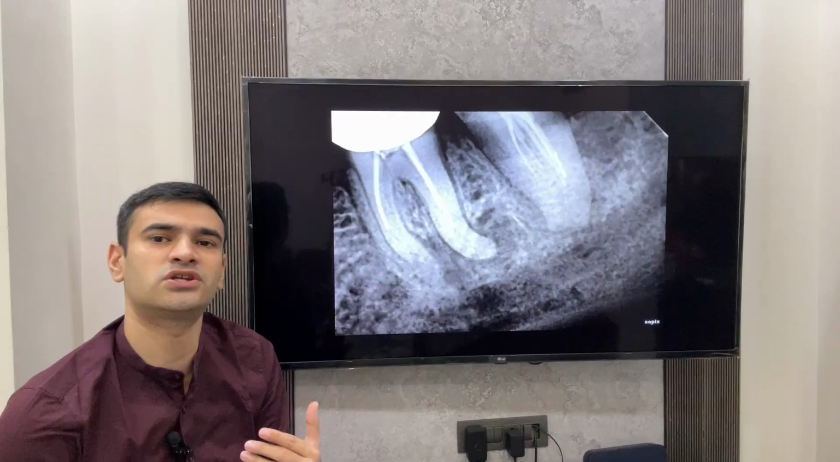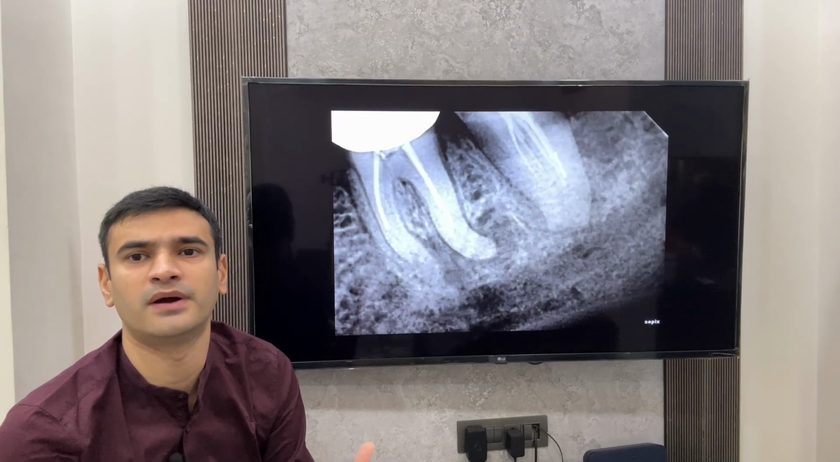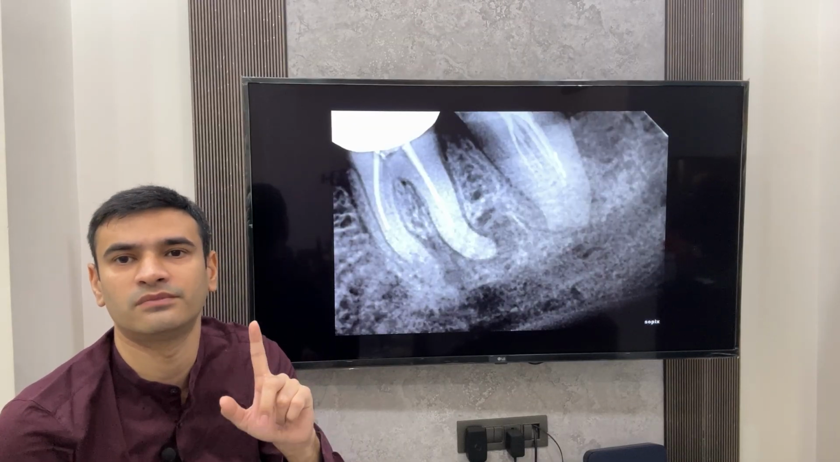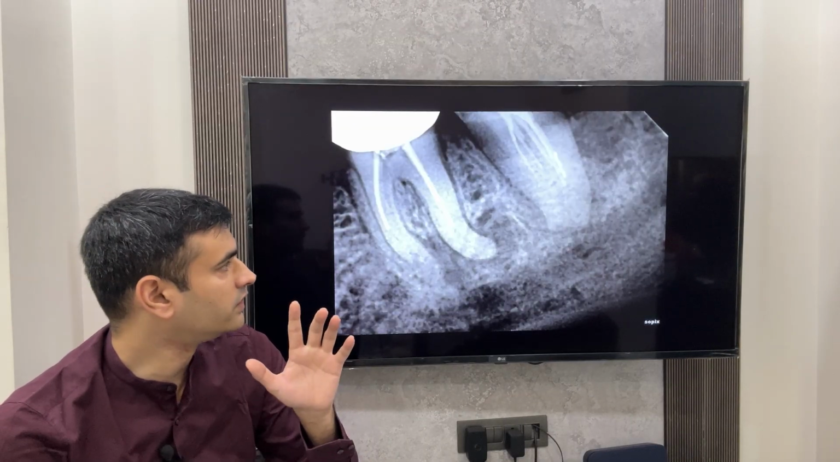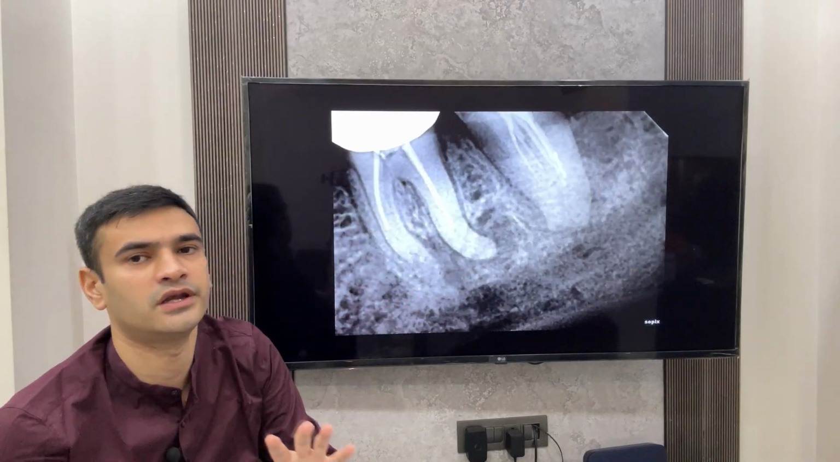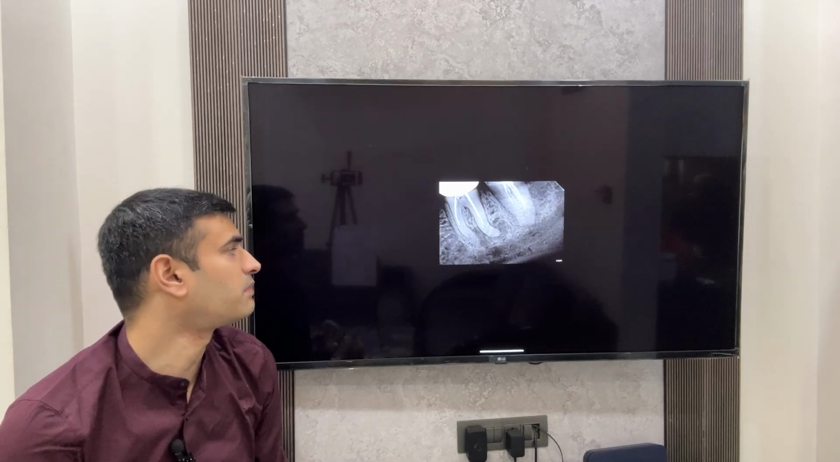When the patient asks, sir, what are the chances of survival of my tooth, you have to tell them, sir, I can only comment on that after the first appointment. In the first appointment I'll try to achieve the patency. If I can, then your tooth has a good success rate. So this is how we plan a tooth.